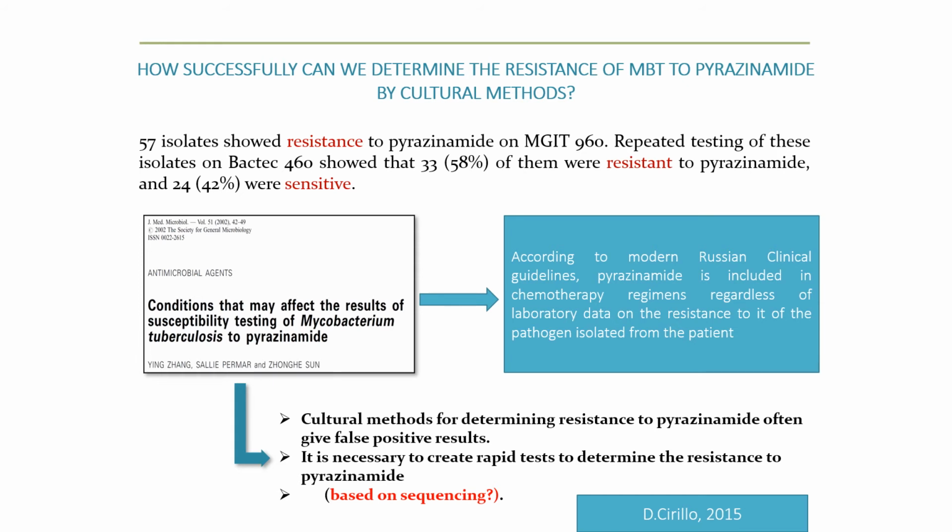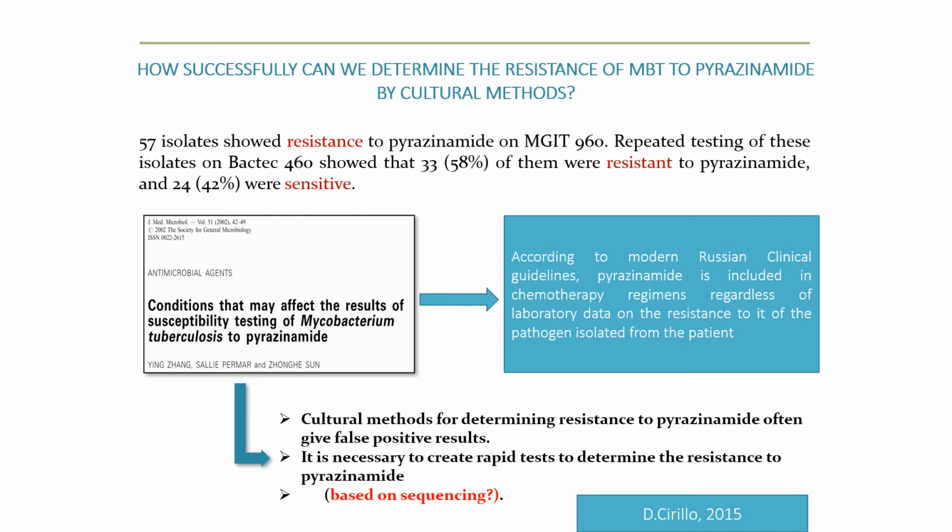57 isolates showed resistance to pyrazinamide on MGIT. Repeated testing of these isolates on Bactec shows that 33, about 58% of them, were resistant to pyrazinamide, and 24, 42%, were sensitive. According to modern Russian clinical guidelines, pyrazinamide is included in chemotherapy regimens regardless of laboratory data on the resistance to it of the pathogen isolated from the patient.